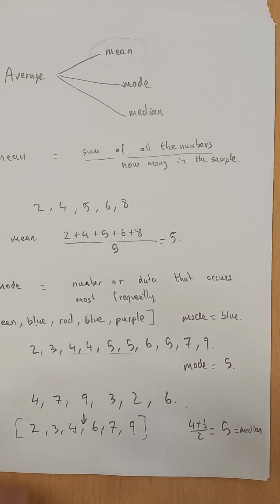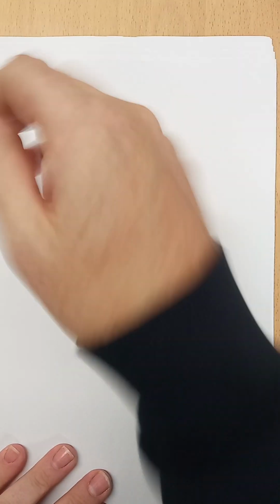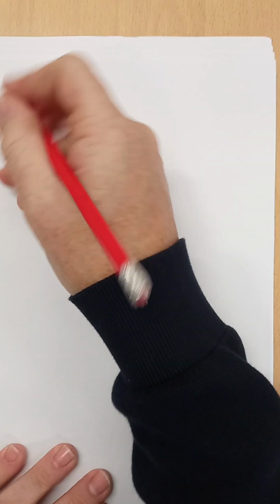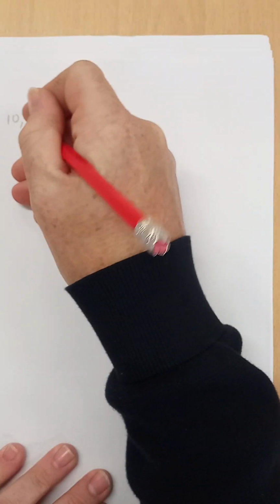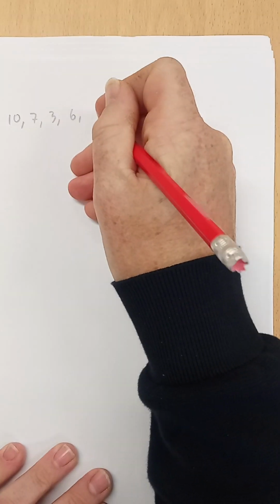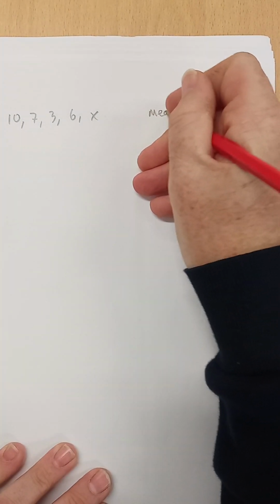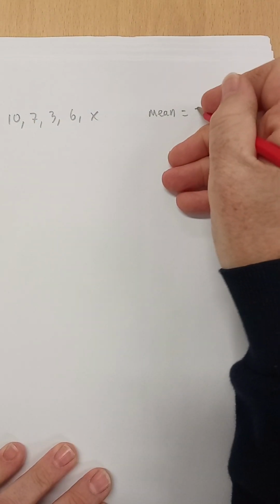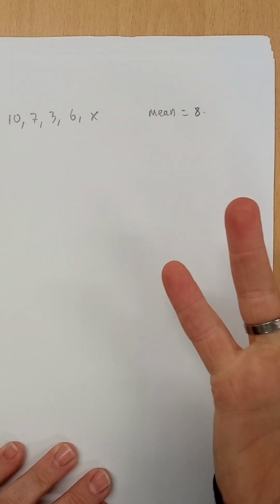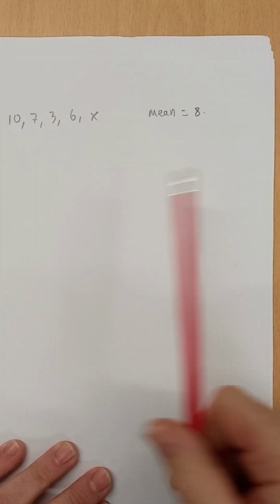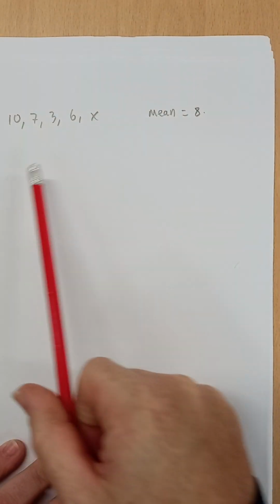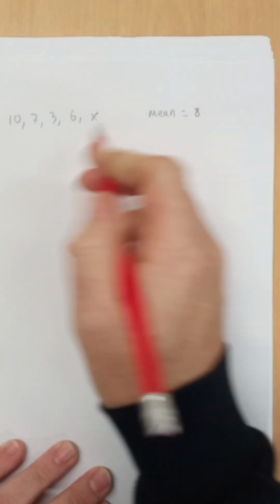Now let's dive into them a bit deeper and see some examples of where this can get a little bit, I suppose, cooler. Okay? So let's say you have 10, 7, 3, 6, x. Okay? And the mean of these 5 numbers is 8. How would I find that missing number? Well, think about what the definition of mean is. Add up all the numbers and divide by however many there are. So let's add up all the numbers.